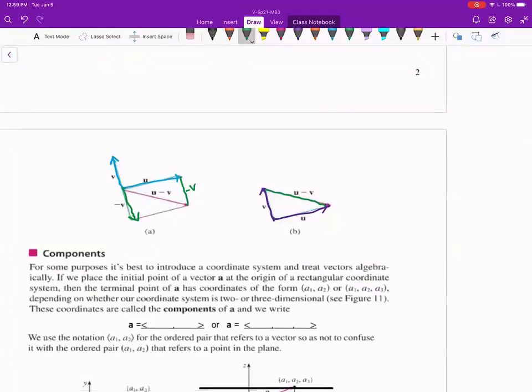One easy way to remember what PQ is: let's say this is P, this is O, and this is Q. When you consider PQ, that will be OQ minus OP. Okay, this vector would be OQ minus OP. That will be the directed line segment from P to Q.